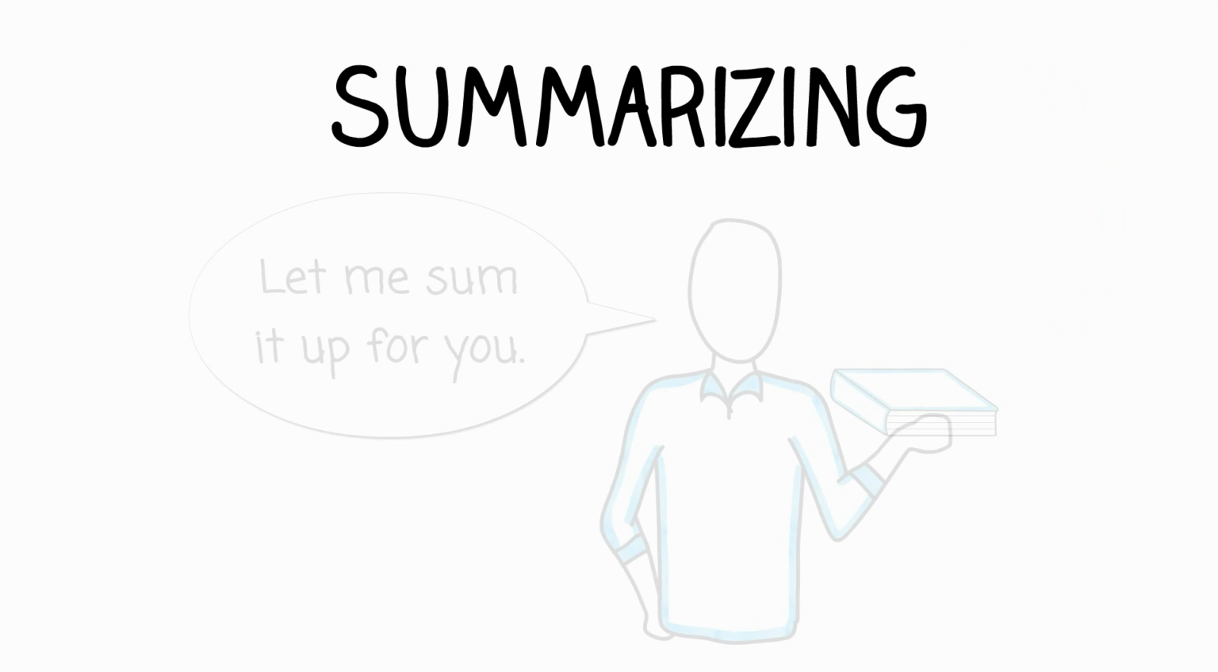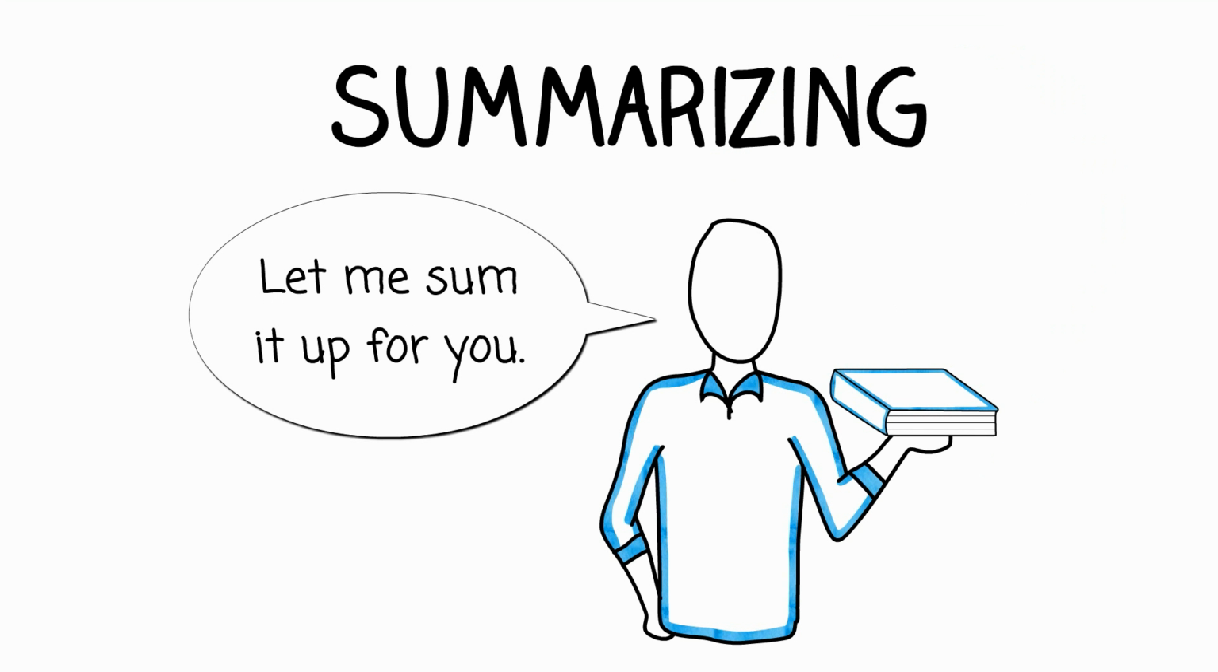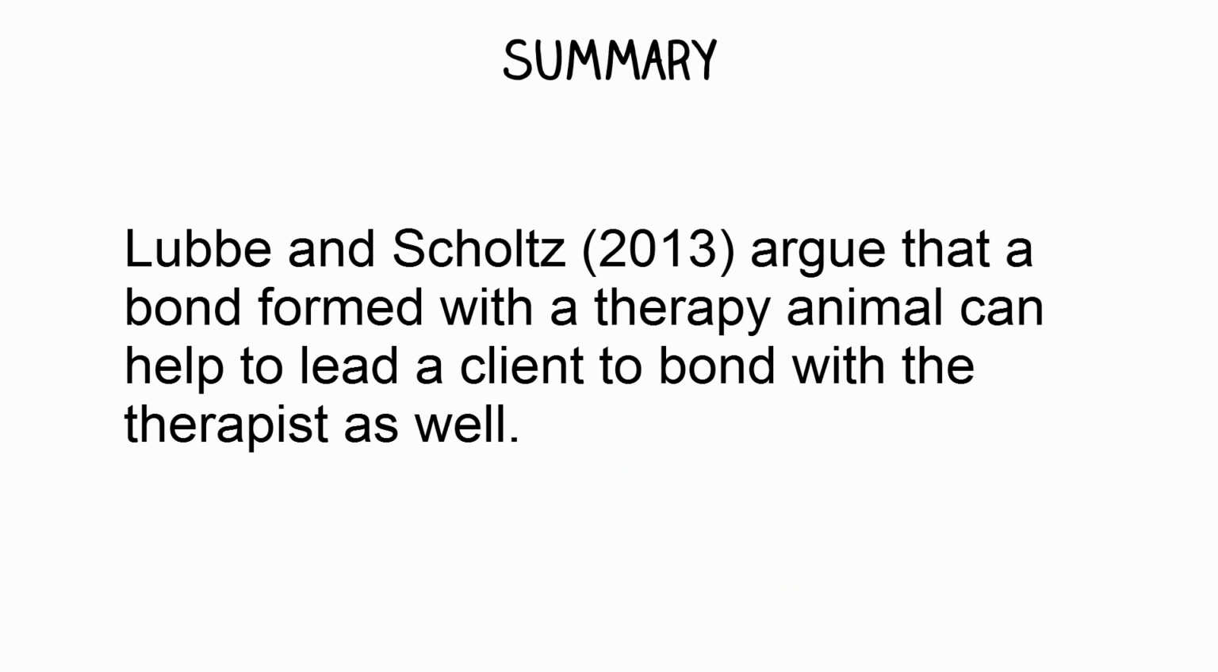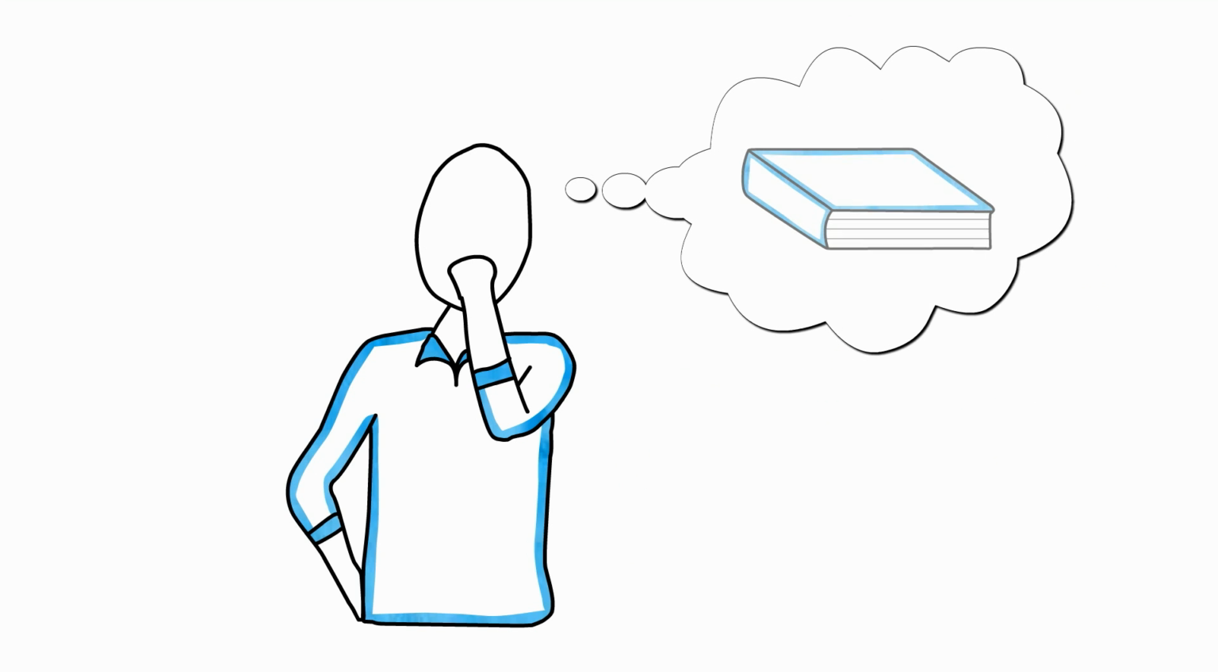Summarizing. Summarizing is using your own words to present a shorter restatement of an author's main ideas, focusing on the central points only. For example, here is a summary of the main ideas in the Therapy Animal article. Write a summary from memory to avoid plagiarizing the author's words.